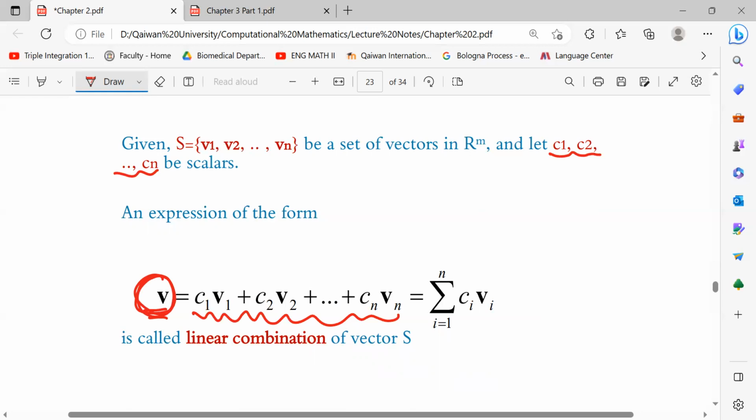Okay? Even if you have v to be, let's say c1 v1 plus c2 v2. If you get a vector by multiplying the first vector by c1 and the second vector by c2, we say v is the linear combination of v1 and v2. Okay?